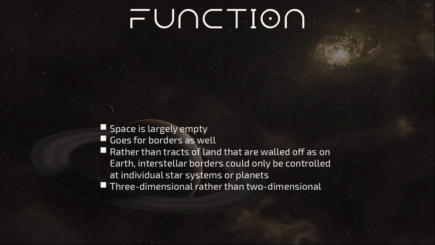So, because space is largely empty, the same goes for borders. Unless one of the interstellar states you're building is controlled by a group like the Q continuum in Star Trek, it is unlikely it has the resources to wall itself off from its neighbors. As a result, the best security on a border would be at the system's rogue planets and stars along the border. Also, I should note that interstellar borders would be three-dimensional instead of two-dimensional.